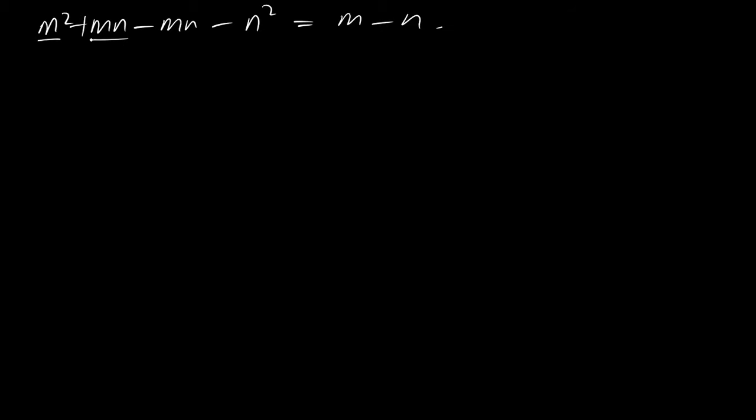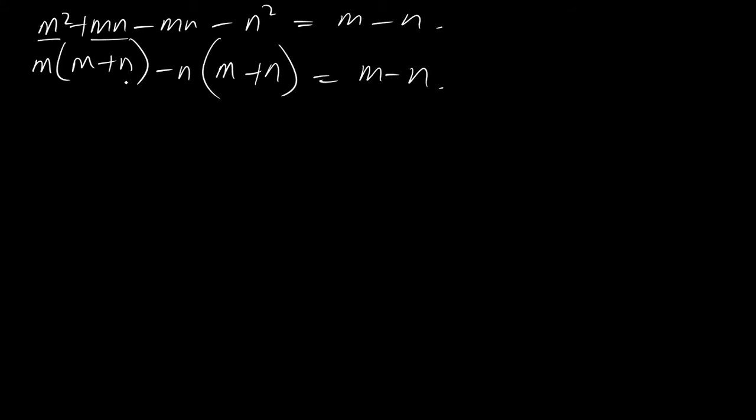Now if you look at these two terms, m is common. If you divide m squared by m, you have m, and if you divide plus mn by m, you have plus n. Now what is common here is minus n. If you divide minus mn by minus n, you have m, and if you divide minus n squared by minus n, you have plus n, which is equal to m minus n. Now if you look at this, m plus n is common. If you remove m plus n here, you have m left, and here you have minus n left.